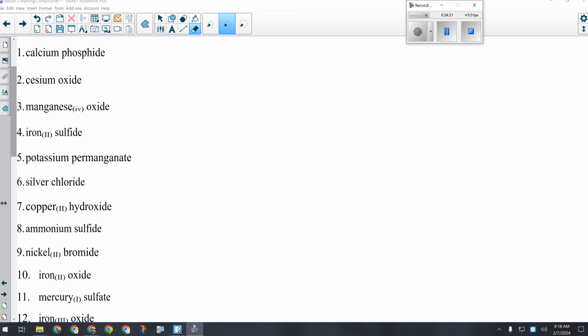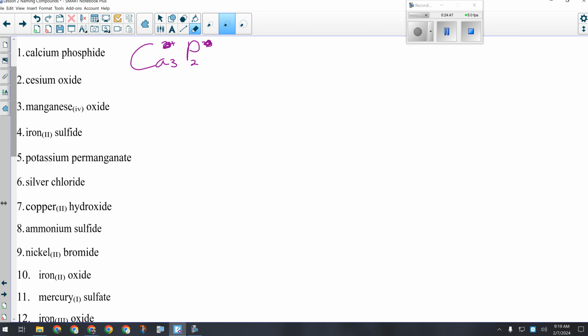All right, so our first one here, we've got calcium phosphide, ionic or molecular? Ionic, calcium is a metal. So I'm going to write calcium and its charge, 2+, and phosphorus and its charge, -3, and then I'm just going to drop and swap. 3 goes here, 2 goes here: Ca3P2.